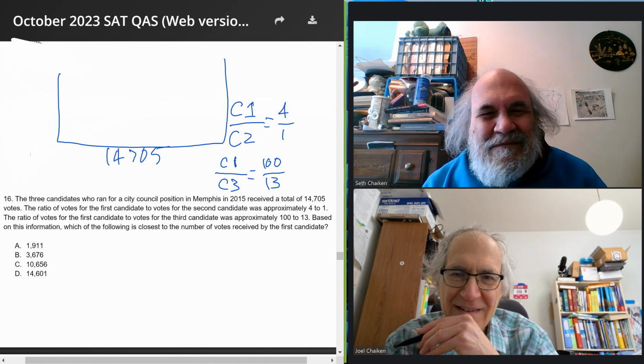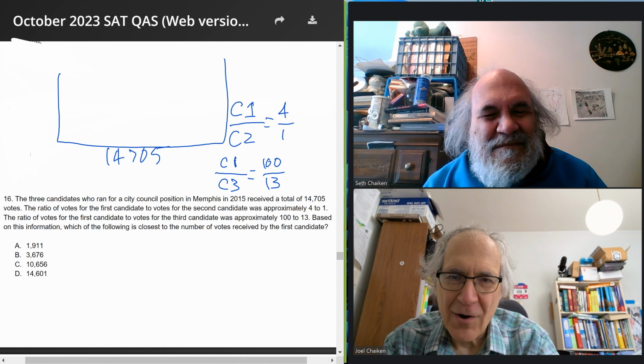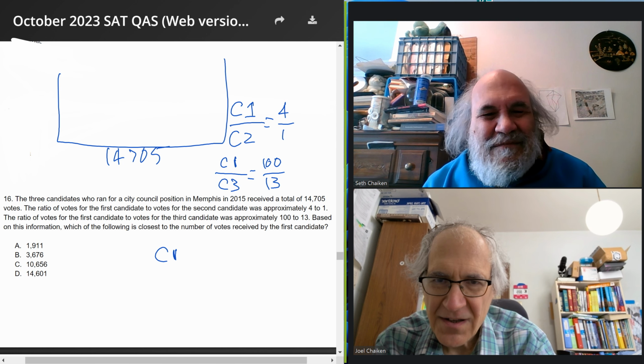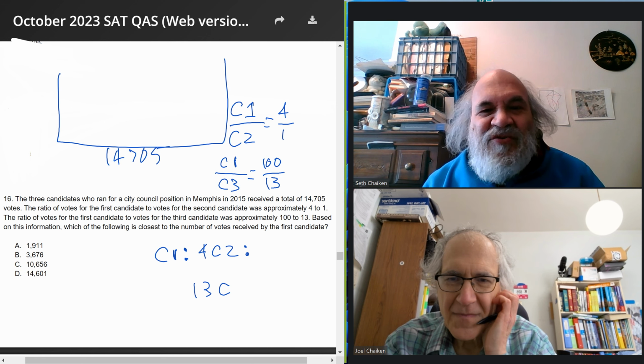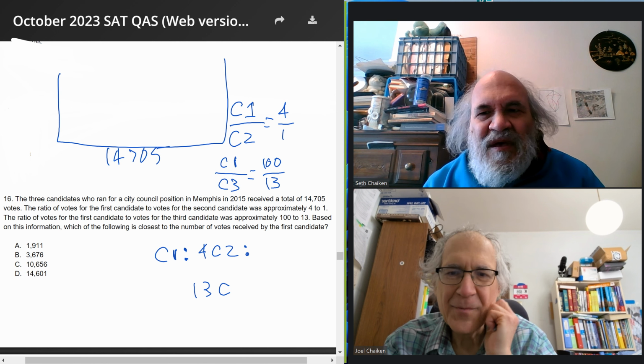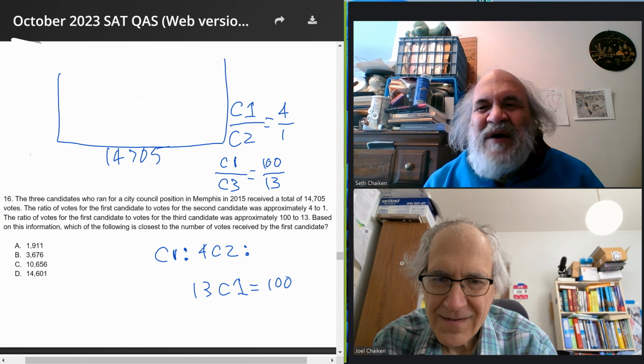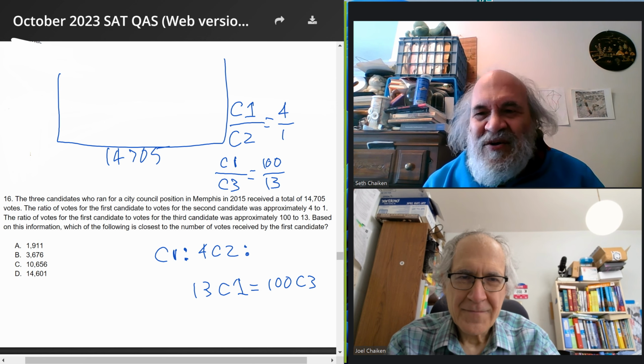You know what type of problem this is? Wait, we know all the ratios. We know candidate 1 is to candidate 2 as 4, and then 13. It's that the information about the ratios you already wrote down. I know, but I'm writing it down. Therefore, you could avoid confusion. But stop thinking about ratios. Now think about algebra.